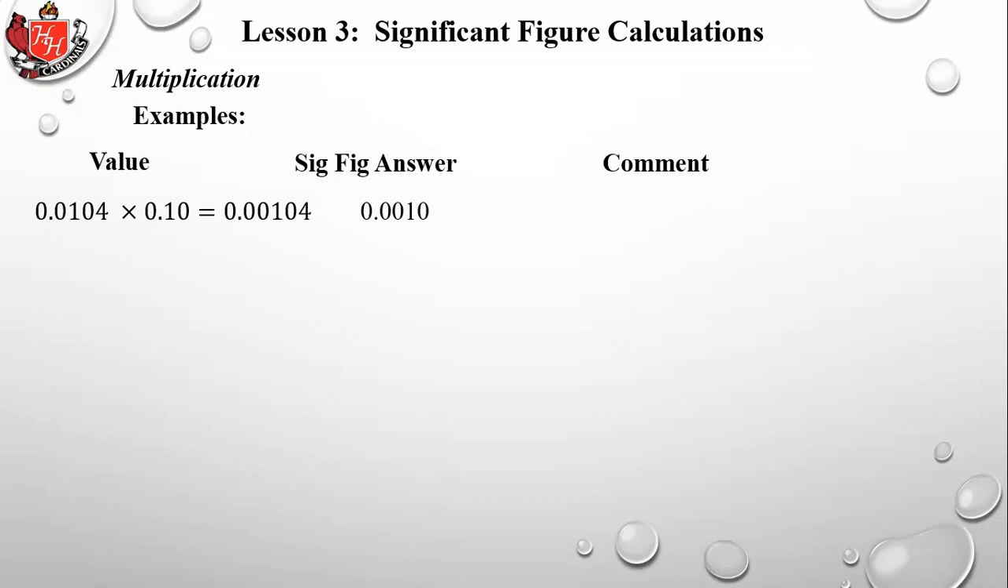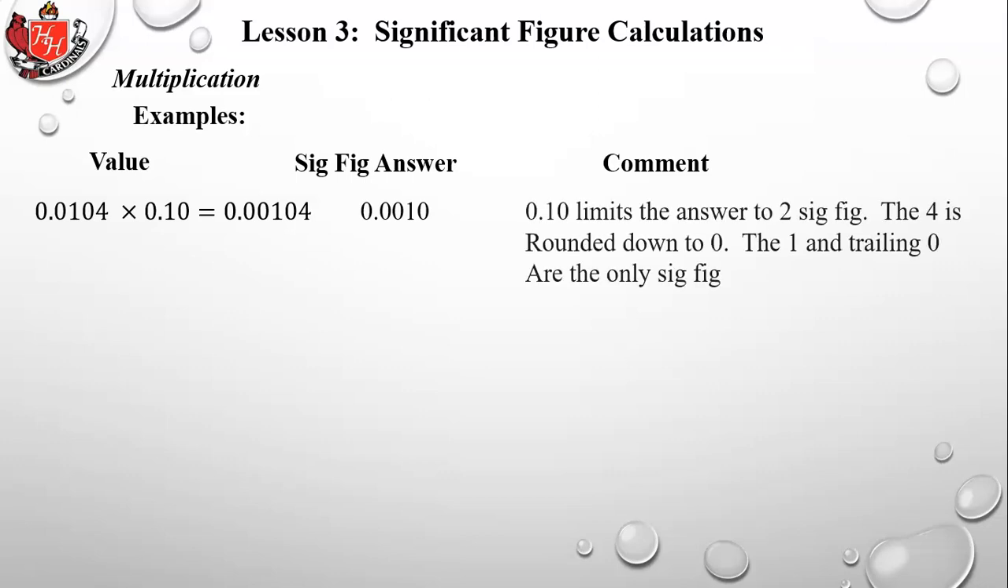So you're going to use the 4 to round the 0. If it's a number greater than 5, it's going to round it up to 1, but it's not. It's a number less than 5, so it's going to round it back down to 0. So your 2 Sig Fig there are the 1 and the 0 furthest to the right, that last 0. So 0.10 limits the answer to 2 Sig Fig. The 4 is rounded down to 0. The 1 and the trailing 0 are the only significant figures.